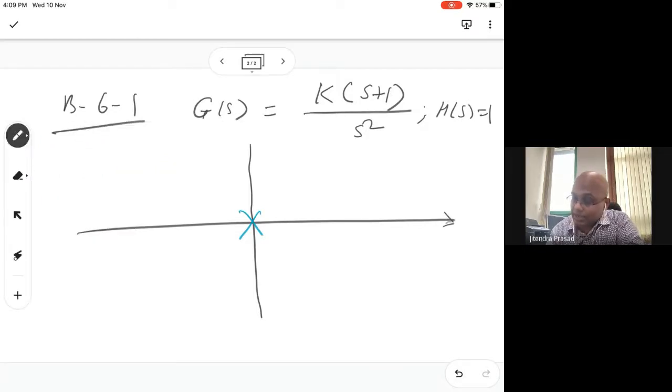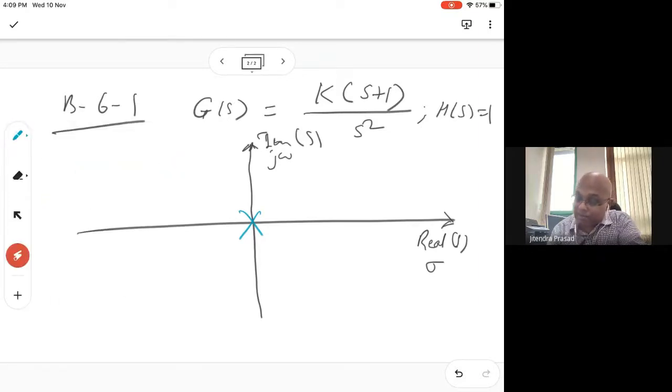This is the real axis of the S plane, and this is the imaginary axis, or you call it sigma, and this is called j omega. So we have two poles here. Then these are the zeros: s plus 1 equal to 0 gives s equal to minus 1. So the zero is at minus 1. We denote a zero as a small circle, so we write minus 1 here.